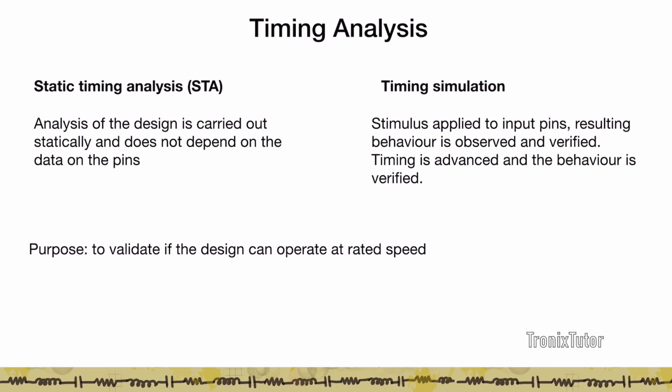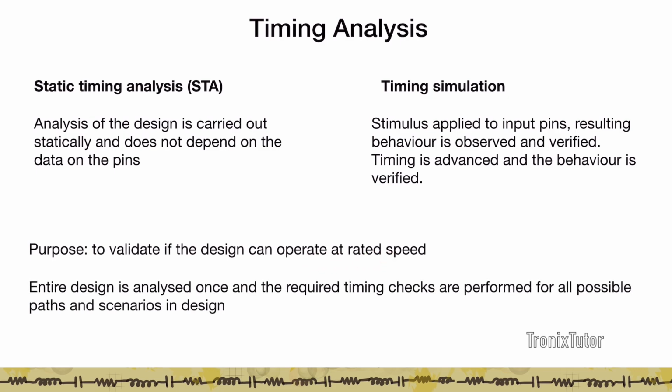Now, what's the purpose of these analyses? The purpose of these analyses is to validate if the design that you have can operate at the rated speed. And typically what we do is we analyze the entire design once, and then the required timing checks are performed on all possible paths and scenarios. Right? So for all input combinations and for all variations, process corners, etc., the design is verified, and you need to make sure that in the worst case, the design meets the rated speed.